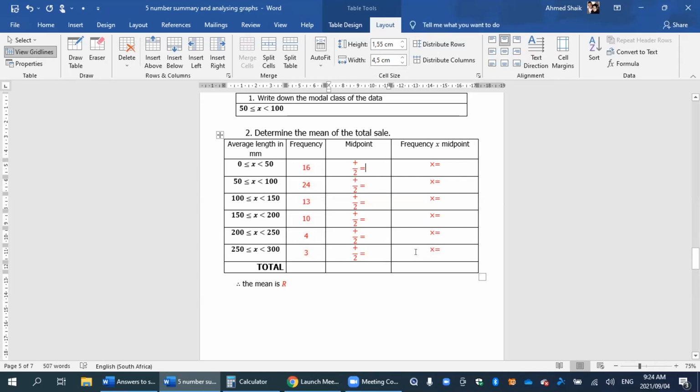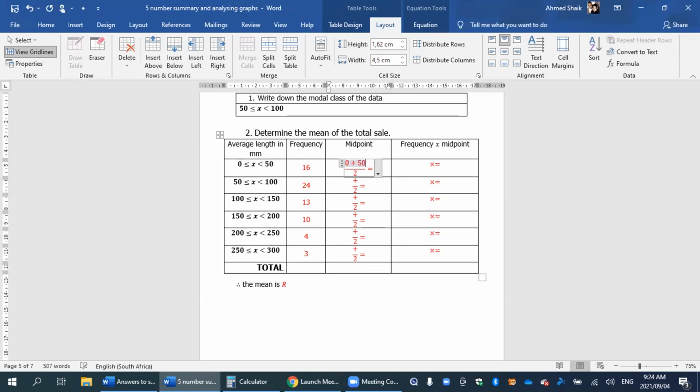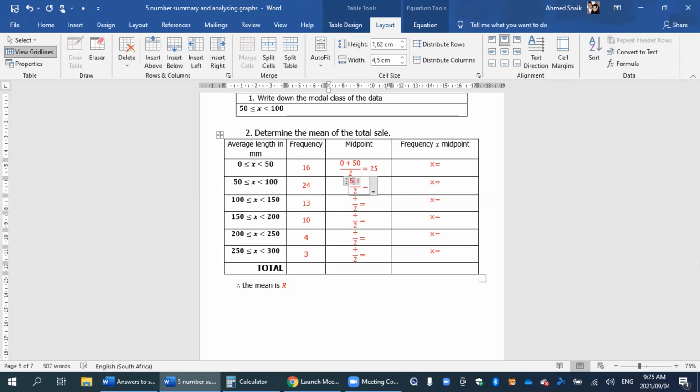Okay, now we're ready for action. Let's calculate our midpoints for each interval. So the first value of my interval is 0, and the last value is 50. 0 plus 50 divided by 2 should give me 25. Let's look at our second midpoint for the interval 50 to 100. Our first value is 50 plus our second value, which is 100, and 150 divided by 2 is 75.